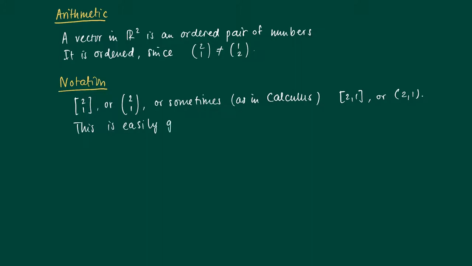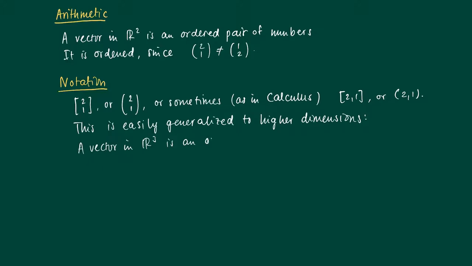Well, this is easily generalized to higher dimensions. So a vector in R3, so we have an x, y, and z axis. A vector in R3 is an ordered triple, just to indicate that we have three things that we can specify. So a vector u consists of three components, u1, u2 and u3, where u1, u2 and u3 are real numbers.